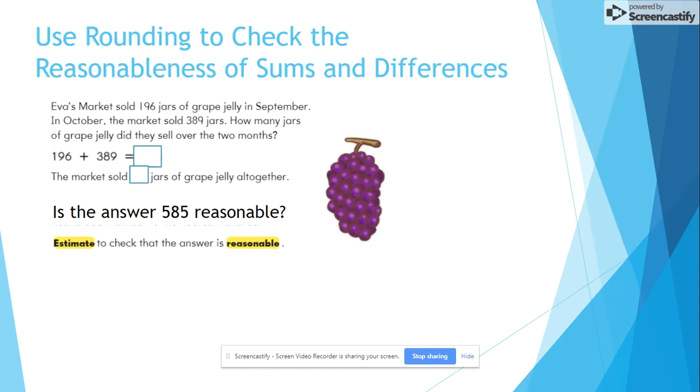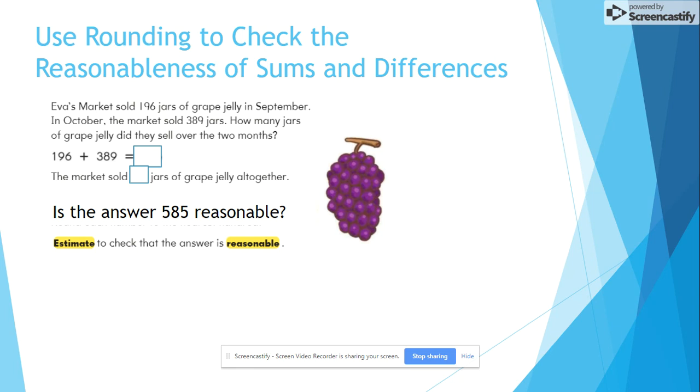Okay, so this is our first learn of the lesson. This is the part where you're going to be listening and watching, and I'm going to be teaching. In just a couple minutes, when you see guided learning, that's when you'll get your notebook out and start taking notes. So on this slide, we're going to use rounding to check the reasonableness of sums and differences.